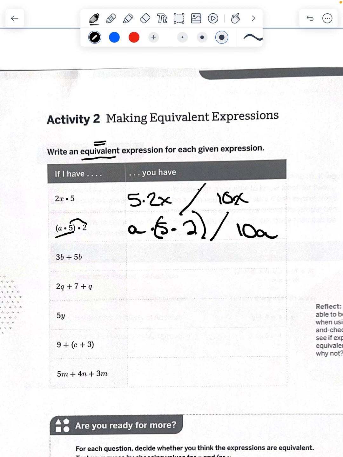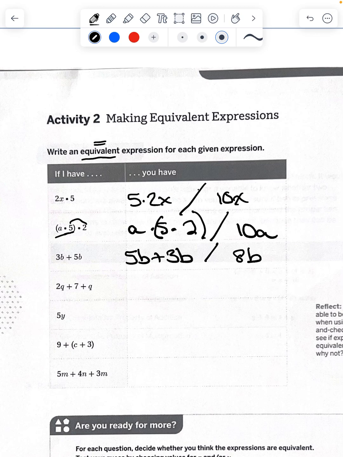Okay, let's look at the third one. 3b plus 5b. Well, you could reverse it and do 5b plus 3b, or you could combine those since they both have b's after it, 5 times b plus 3 times b, and do 8b would be the equivalent as well.